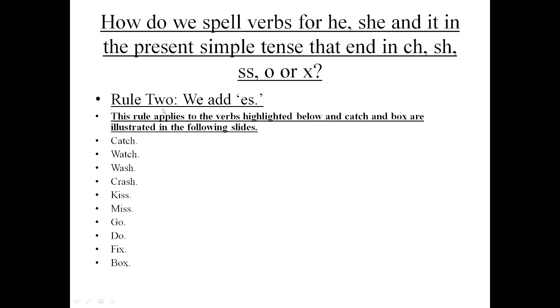Look at the endings. CH, SH, SS, O, X. And we add ES. So catch, watch, wash, crash, kiss, miss, go, do, fix, box follow, we'll call it rule 2, where we add ES.